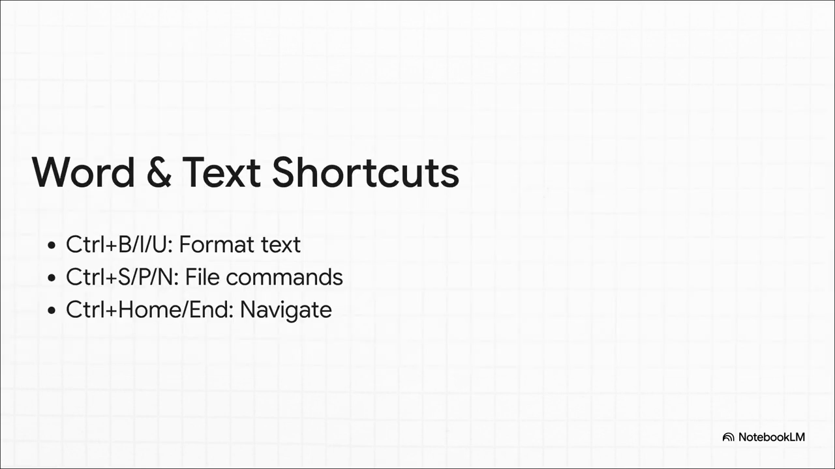For comprehensive document creation, these formatting and navigation keystrokes turn you into an absolute powerhouse without ever lifting your hands to grab that mouse. You can rapidly format with Control-B for bold, I for italicize, and U for underline. Need to manage your files? Control-S saves your progress instantly. Control-P gets it printed, and Control-N opens up a brand new document. And for navigating, Control plus Home shoots you straight to the very start of a document, while Control plus End rockets you all the way down to the bottom.